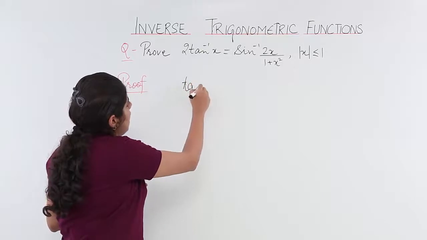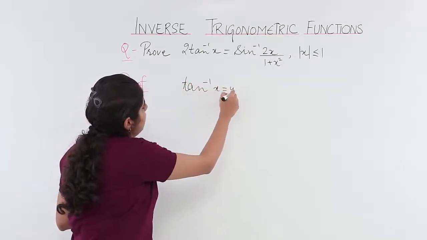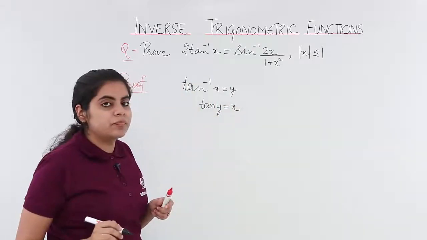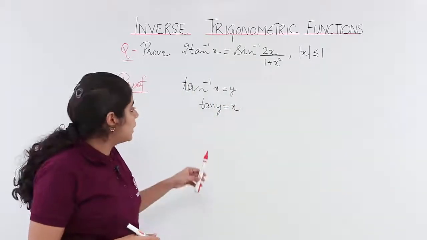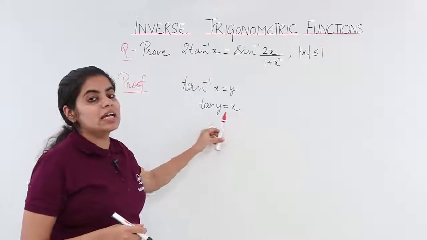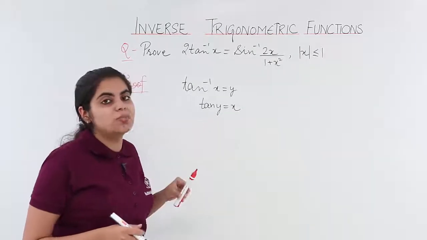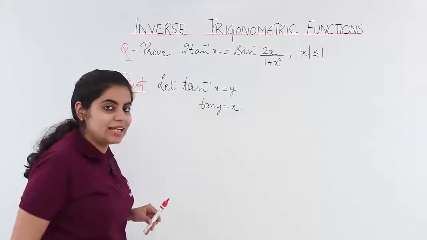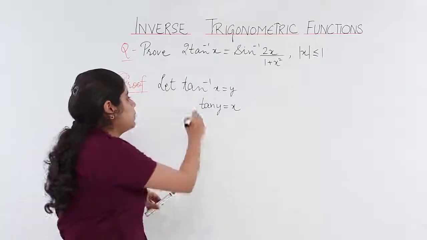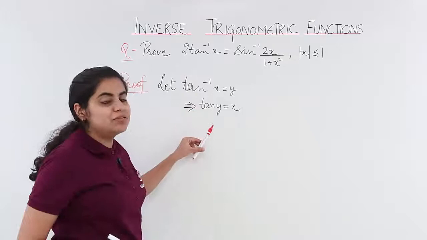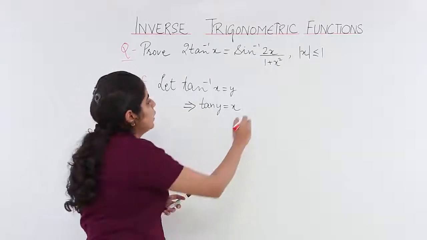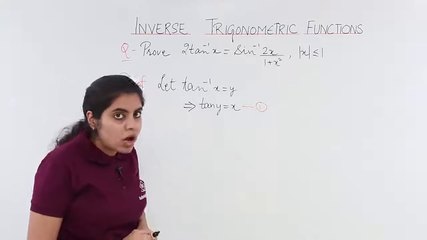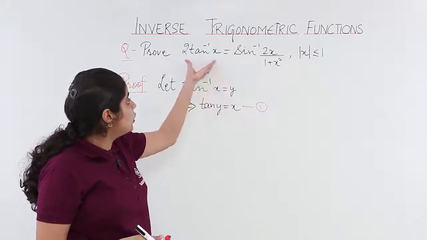Let's see. I have tan inverse x is equal to y, that means tan y is equal to x. So that means wherever I have x, I will have to substitute it by tan y. So this is the assumption. I write let tan inverse x is equal to y, that implies tan y is equal to x. This is equation number 1. Let's keep it aside.